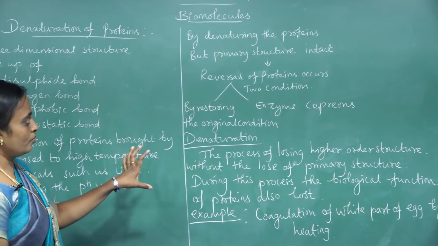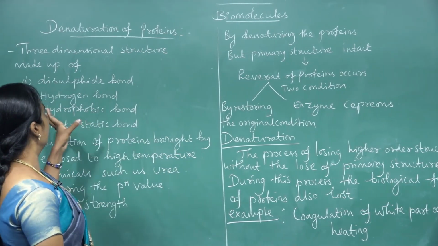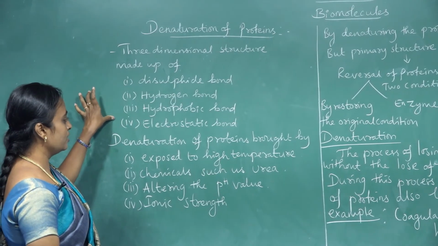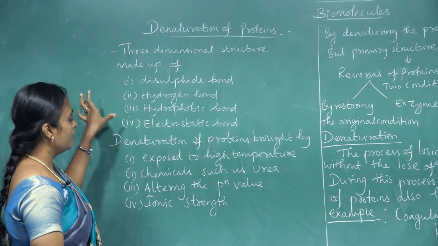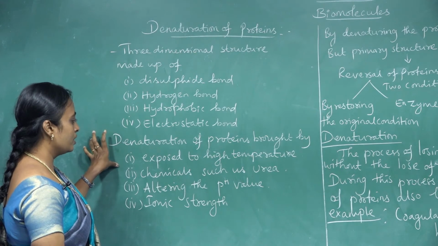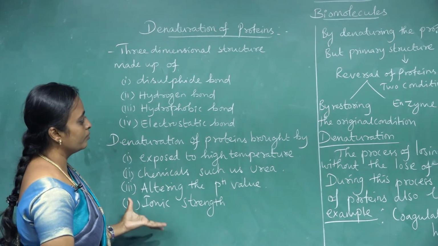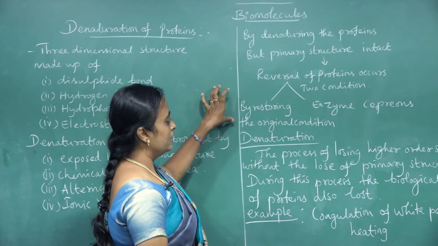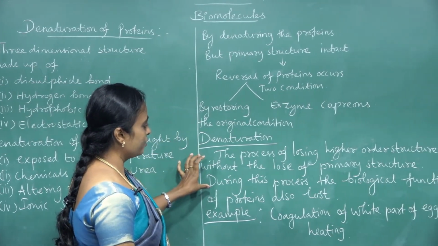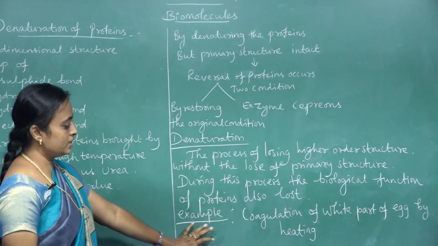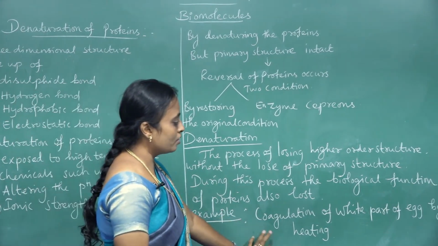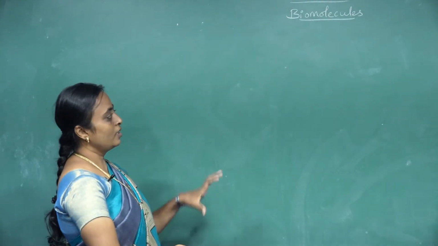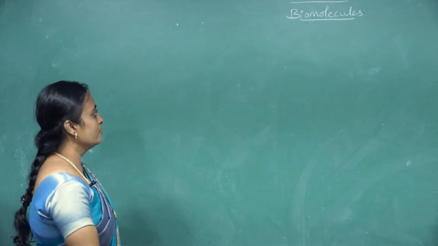So we have seen what denaturation of proteins means, how the protein structure is made up, and how you can denature the proteins by various processes. I have given the definition of denaturation and the example: the coagulation of the white part of the egg by heating. Next, we are going to see the importance of proteins.